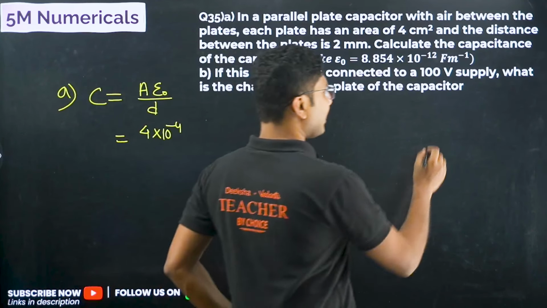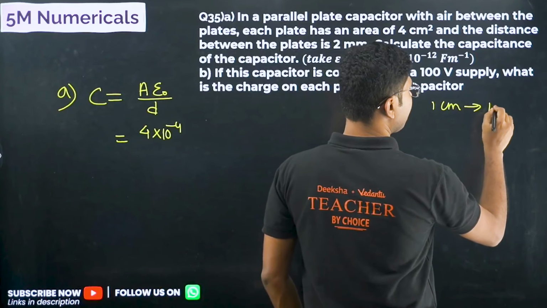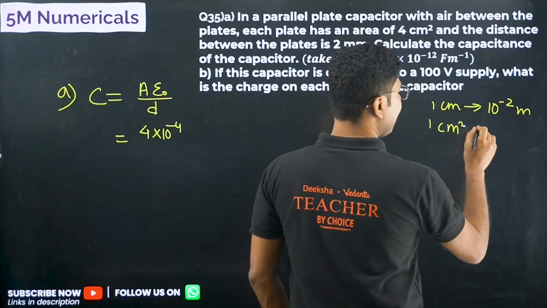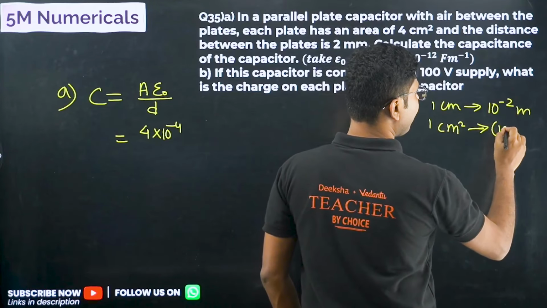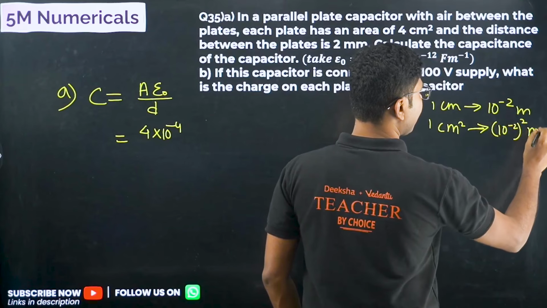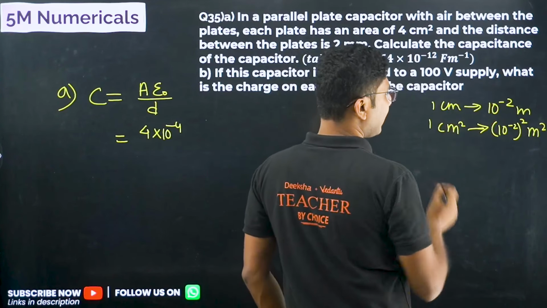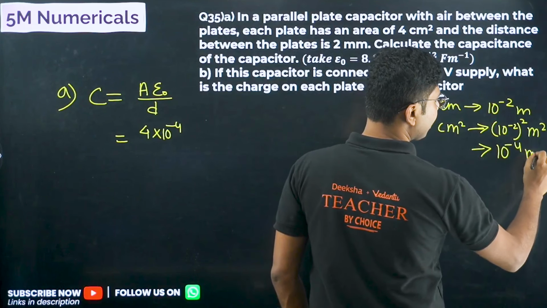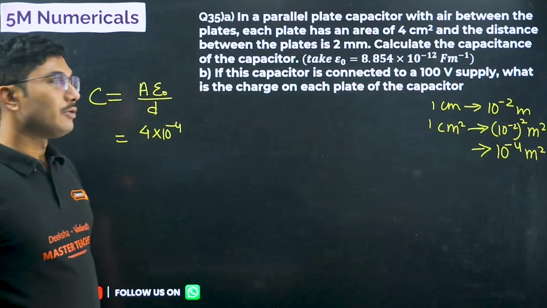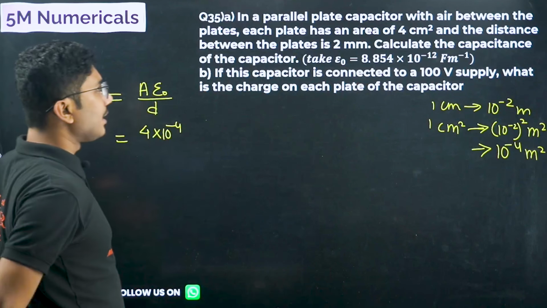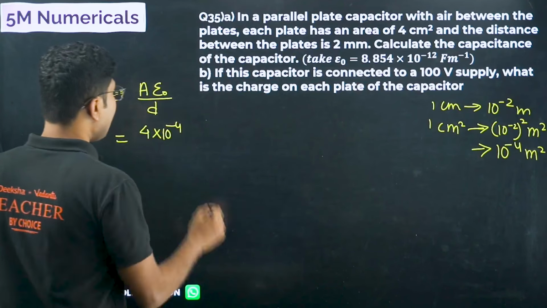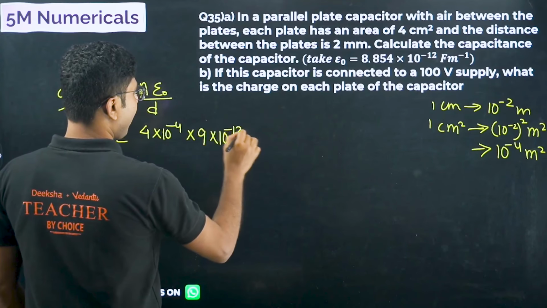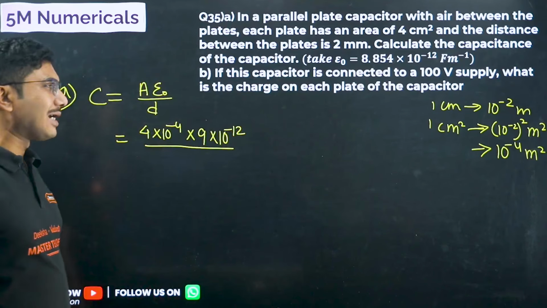1 centimeter is equal to 10 to the power of minus 2 meter. So 1 centimeter square means 10 to the power of minus 2 whole square meter square. Basically you are taking the square on both sides. 1 squared does not change anything, so that is equal to 10 to the power of minus 4 meter square. These conversions, if you remember them, will be very handy. So the area is 4 into 10 to the minus 4. Epsilon naught, as I mentioned, I will take 9. Sorry for that. The answer will differ by a small margin.